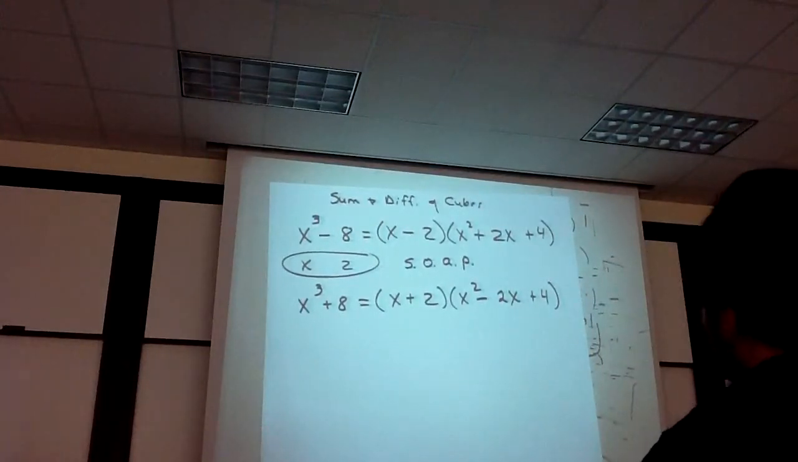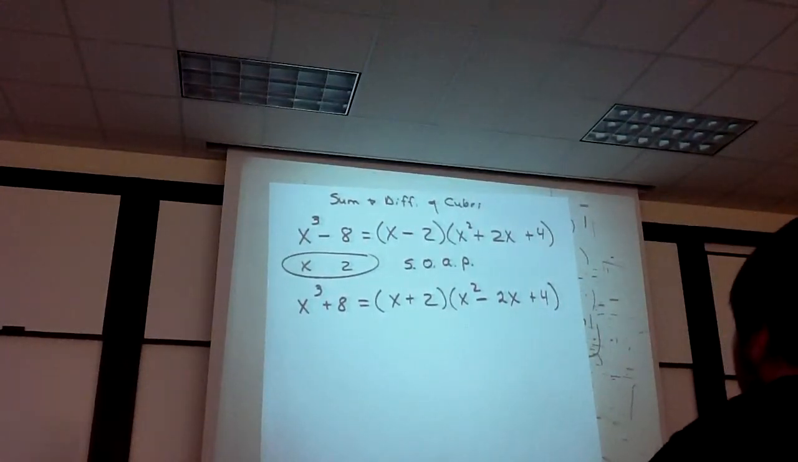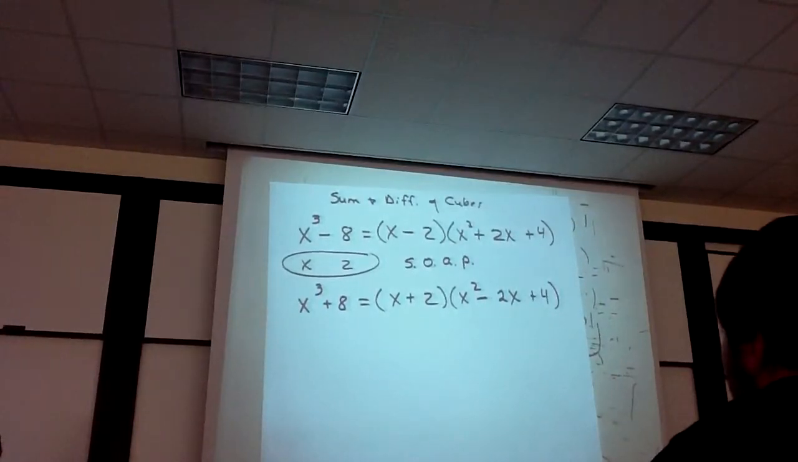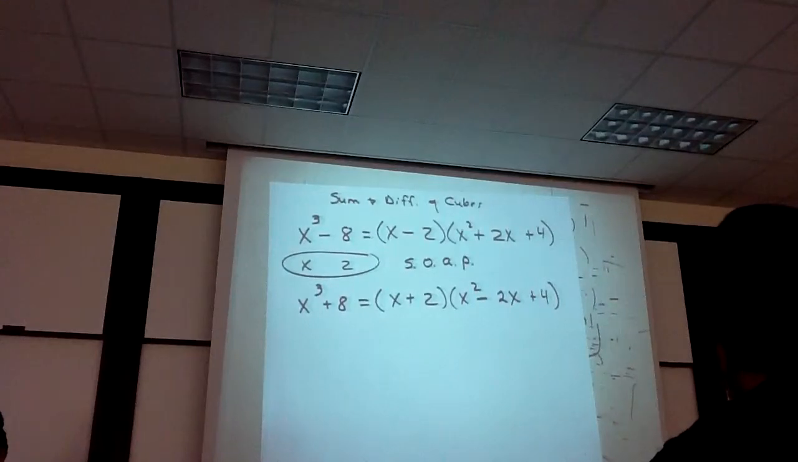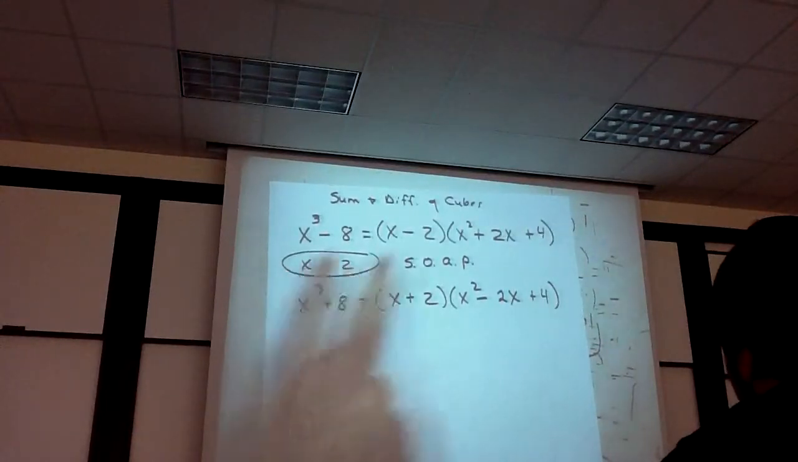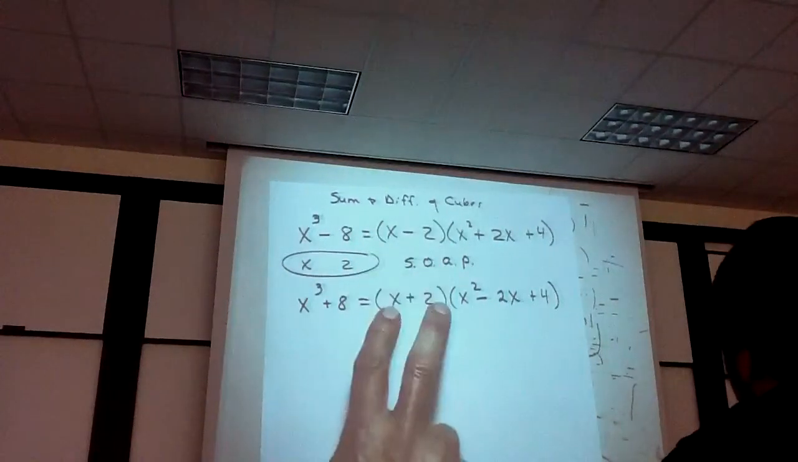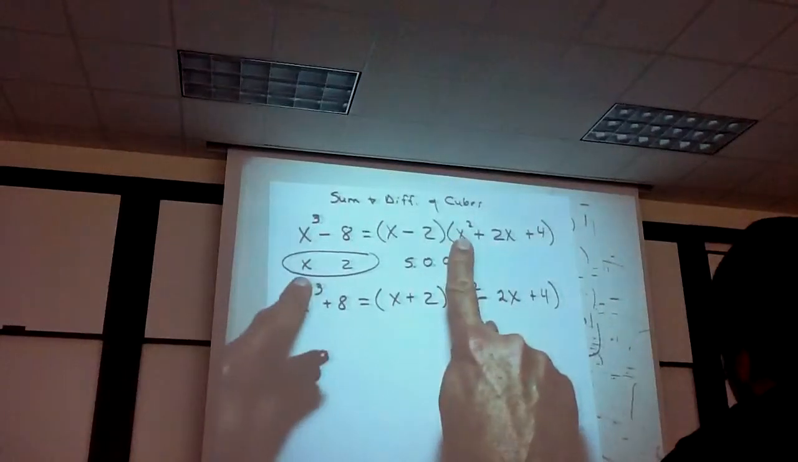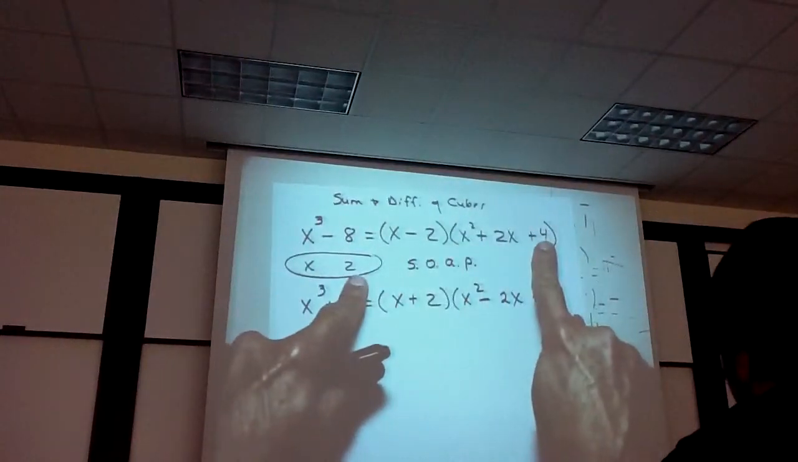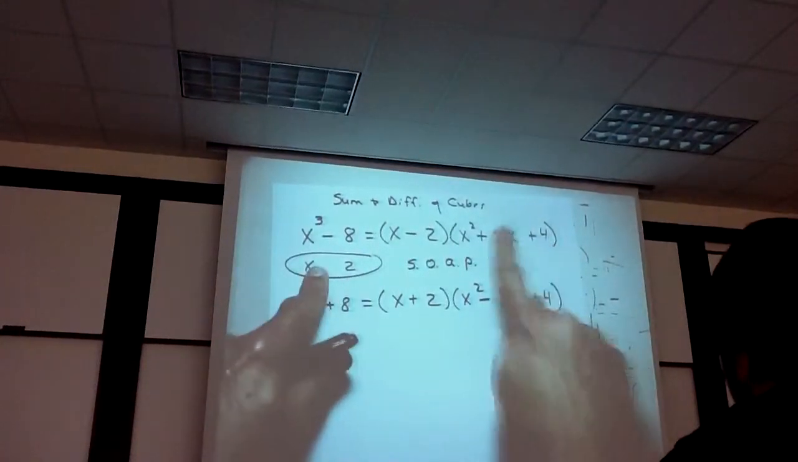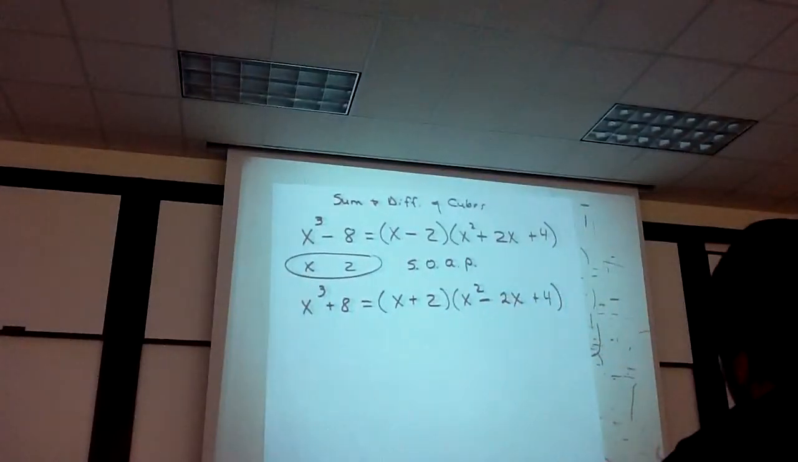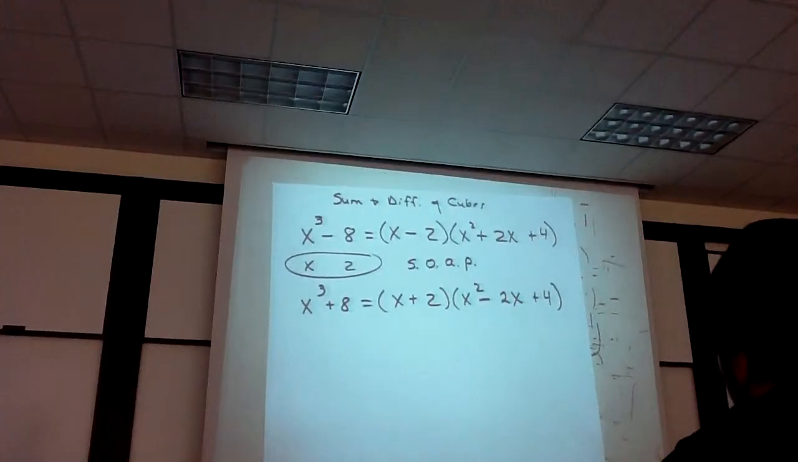But SOAP will help you, ladies and gentlemen, in more ways than one. Same, opposite, always positive. That tells you exactly what the signs are going to be in this configuration. So if I remember, take the cube roots. They show up here and here. Square the first one to get that. Square the second one to get that. Multiply them together to get that. And then my soapy signs: same, opposite, always positive.